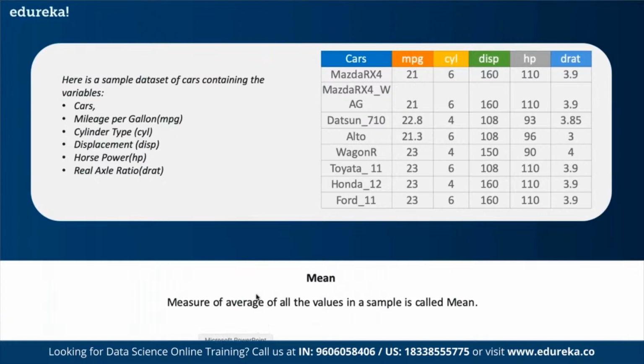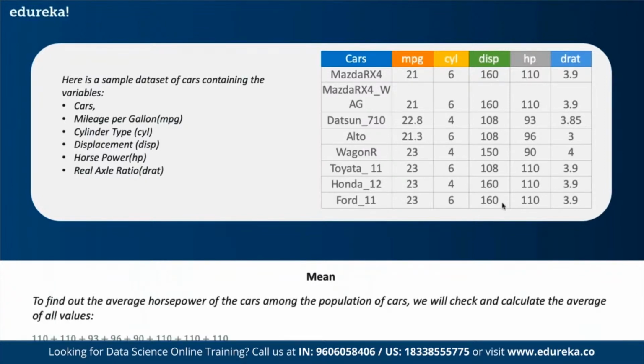Now if we consider the mean here, we can simply take the mean of the horsepower, and we can take the mean of the mpg as well, right? For example, let's say we want to find the average horsepower for the given list of cars. We can total the entire sum and then divide it by the number of participants. So here, as you can see, 110 plus 110 plus 110 plus 110 plus 110, and then 93, 96, and 90.